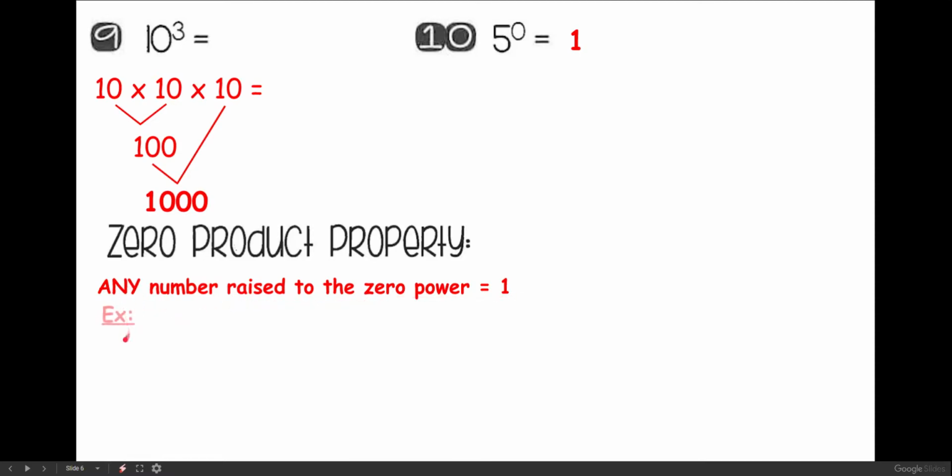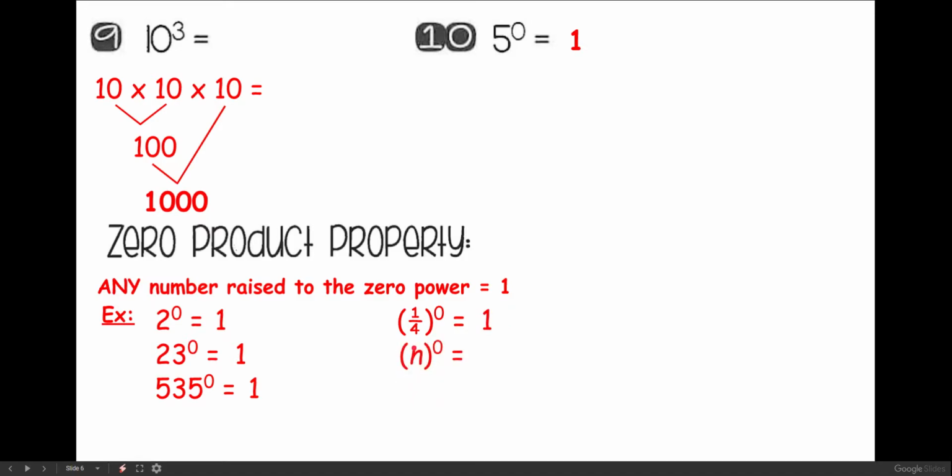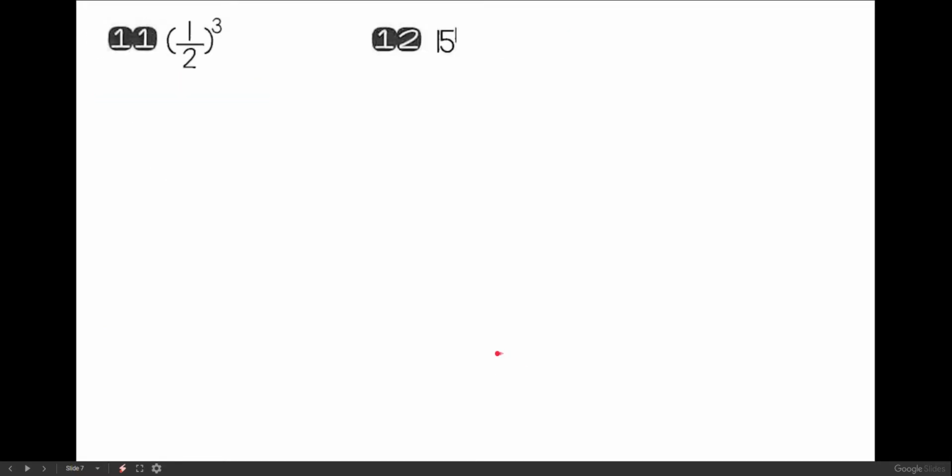Any number. So, for example, if I did 2 to the power of 0, that equals 1. 23 to the power of 0, that also equals 1. 535 to the power of 0. Guess what? That equals 1. How about 1/4 to the power of 0? Still 1. What about a mystery number like n to the power of 0? That also equals 1. So any number to the power of 0 equals 1.